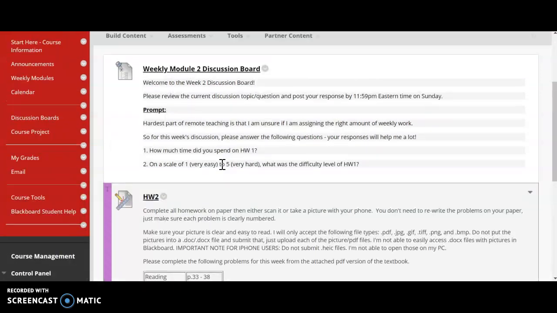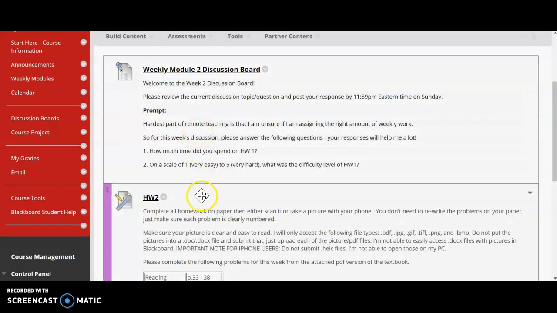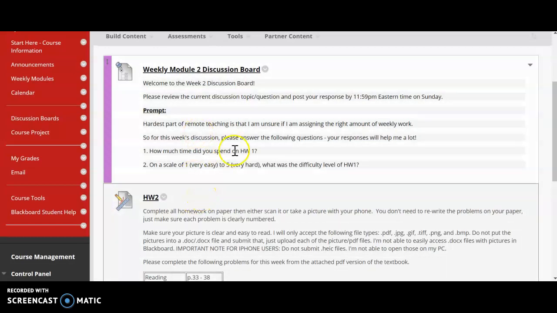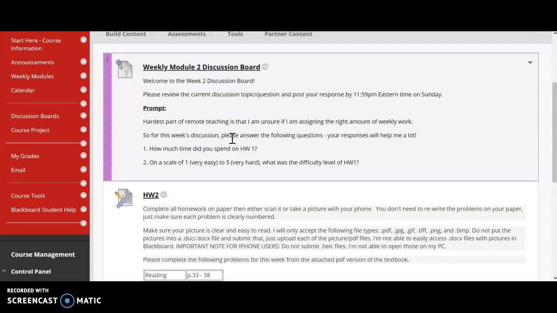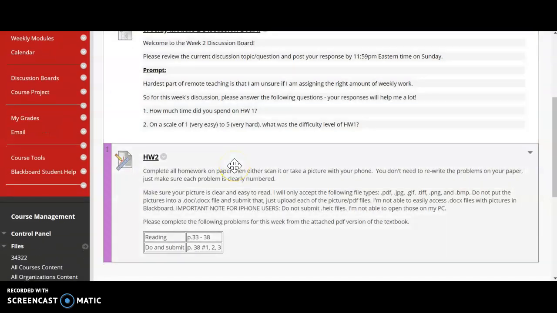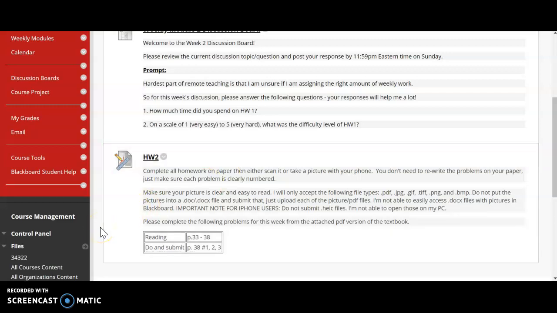Okay, so that's that. Both of these assignments, the discussion board post and the homework, are due again Sunday by midnight, 11:59. And if you have any questions in the meantime, please do send me an email.